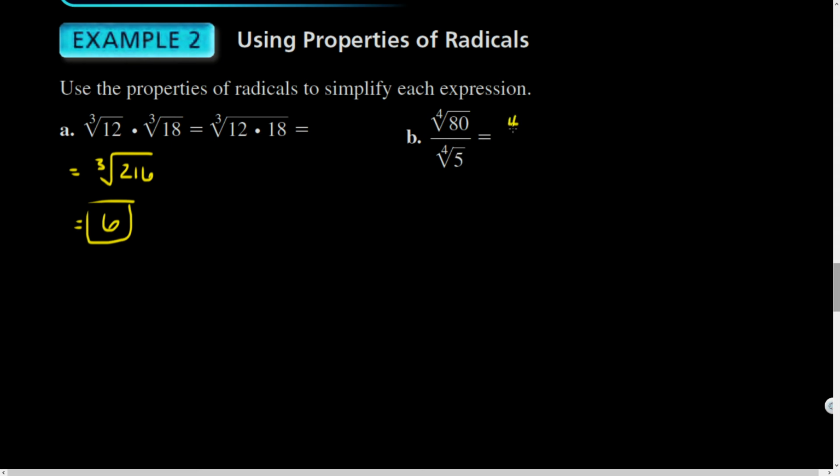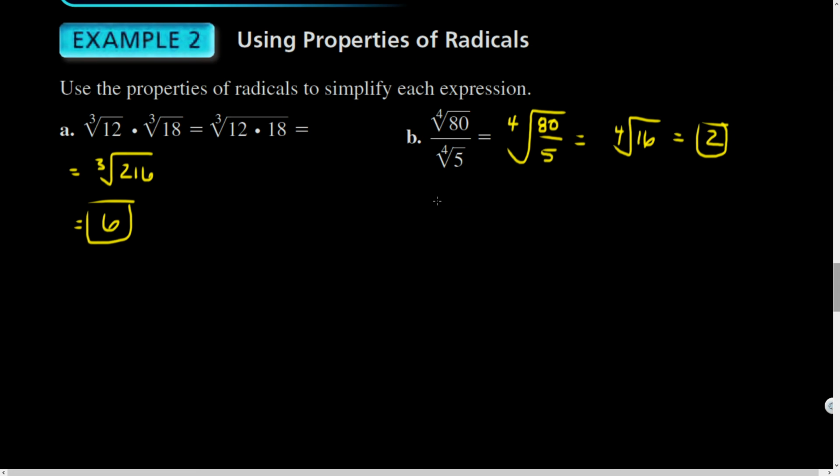Now, if it was helpful, there's actually a couple ways to think about this. I could write this as one large radical where I undistributed it, I guess. And then I could divide 80 by 5. That's kind of nice. 80 divided by 5, 16, right? And oh, fourth root of 16. No, you don't say. That's 2. Wow, that's a crazy way to write 2.